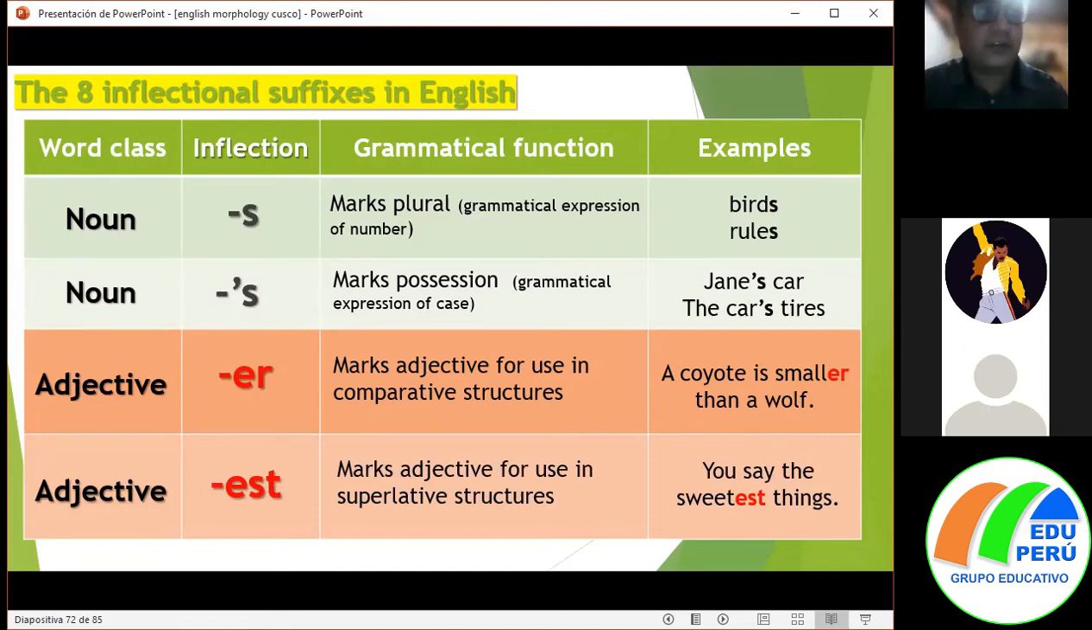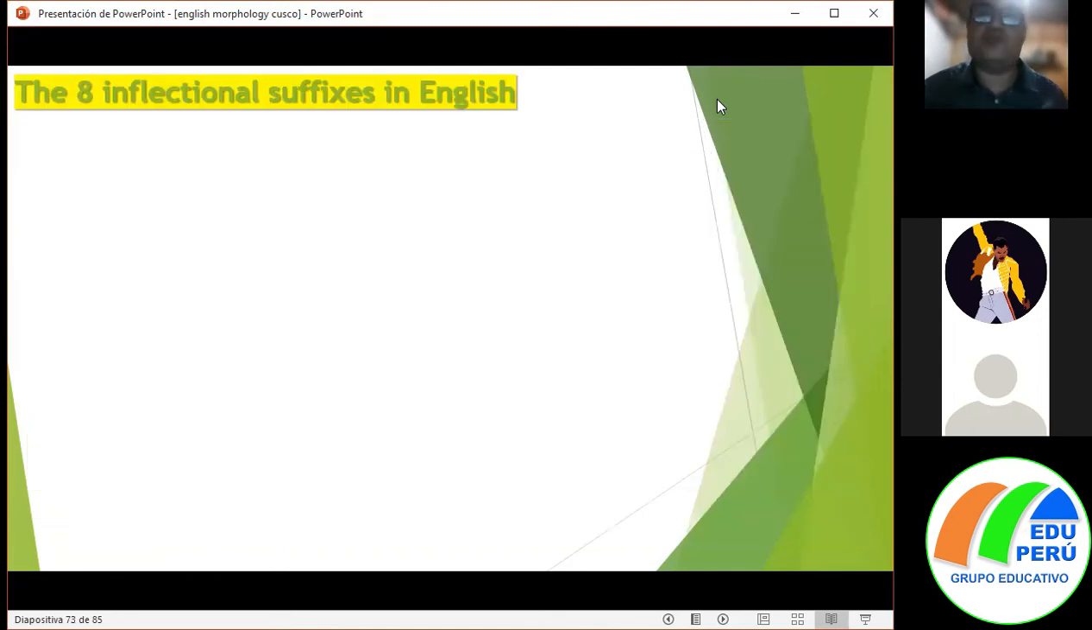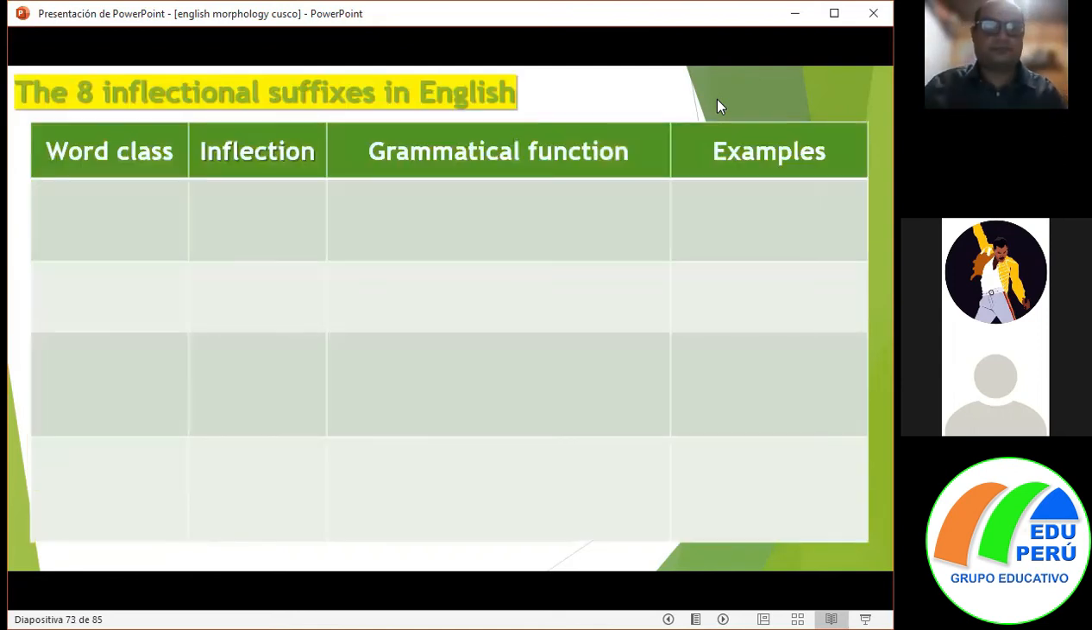So notice here that we have these four cases. Now we are going to watch four more, but two are related to nouns, plural and possession. Two are related to adjectives to compare things in a comparative form or superlative form. Now, the other four cases of inflections are related to verbs. The first one is the famous ing.